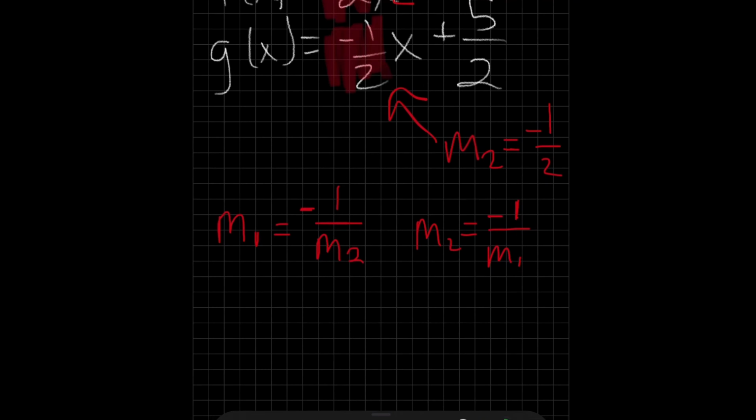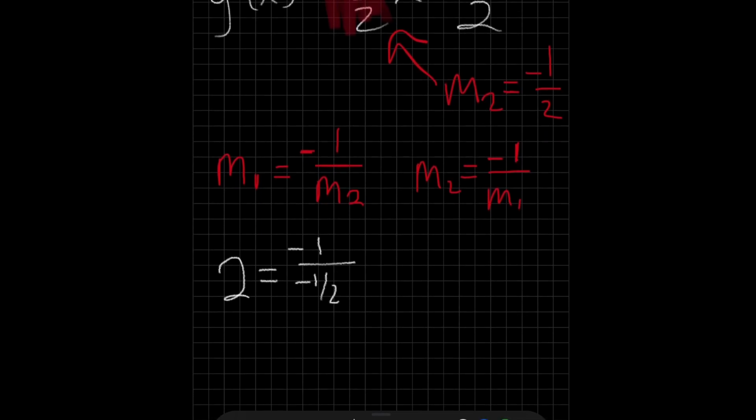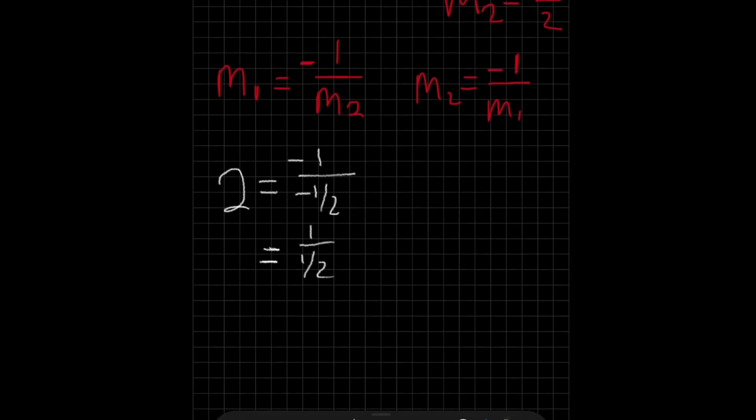So m1 is 2, we said. So is it true that 2 is equal to negative 1 over negative 1/2? Is that true? We could figure this out doing a little algebraic simplification. So I know that a negative divided by a negative is a positive. So this is the same as saying 1 divided by 1/2.